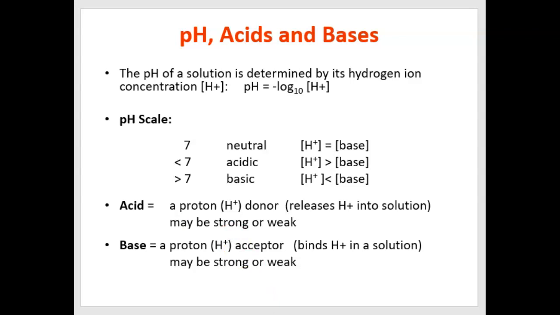A base, in contrast, can be defined chemically as a substance that accepts hydrogen ions, that is, that binds to hydrogen ions that are already present in a solution. And again, a base might be strong or weak depending on how easily it binds to hydrogen ions. It's a strong base if it readily takes up hydrogen ions. It's a weaker base if it takes more time, essentially, to bind to the hydrogen ions.